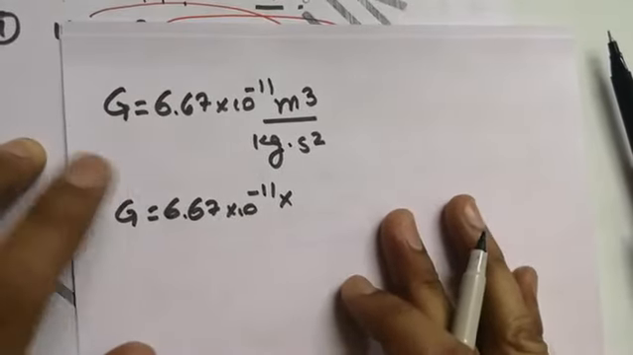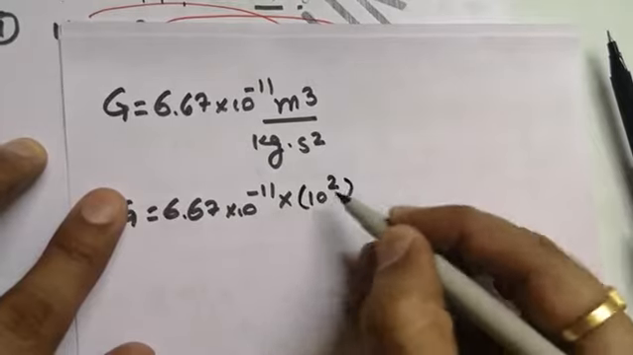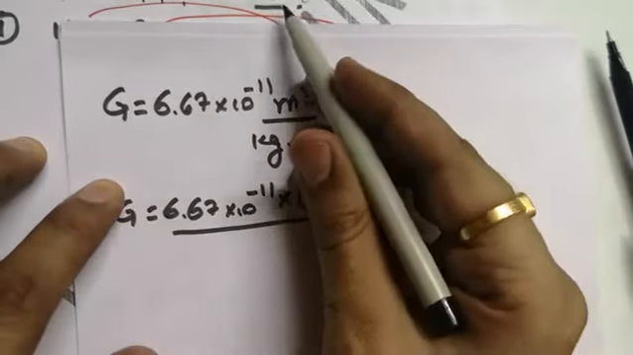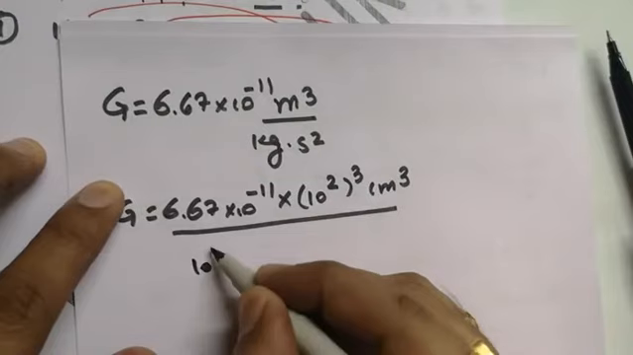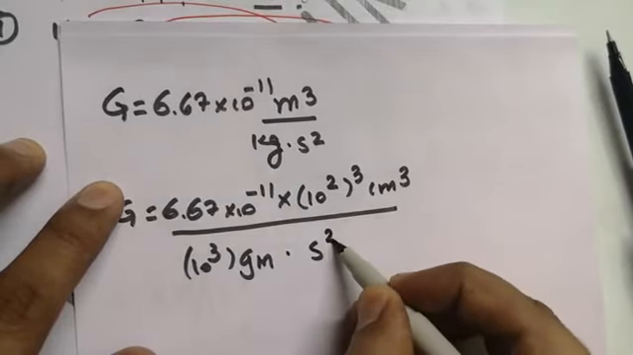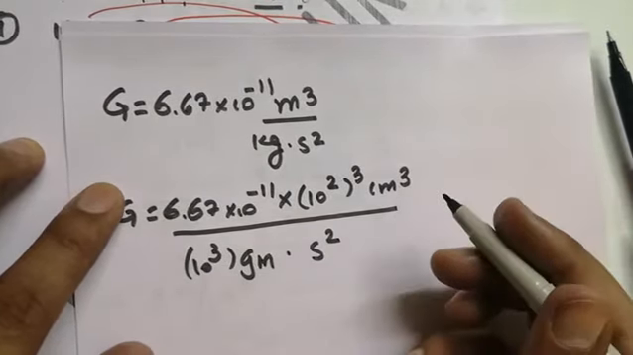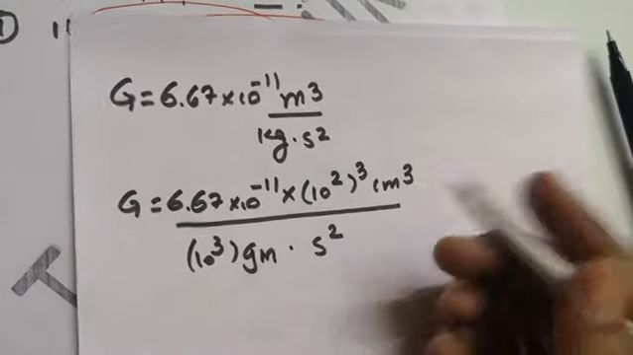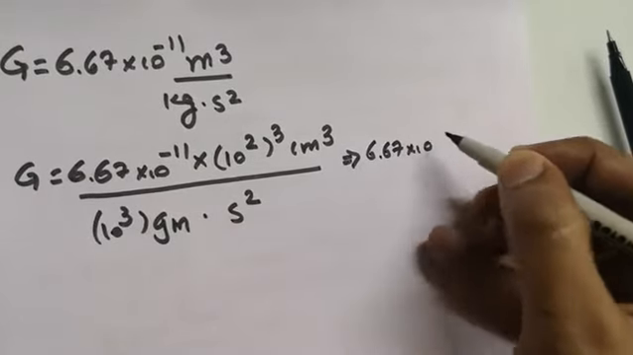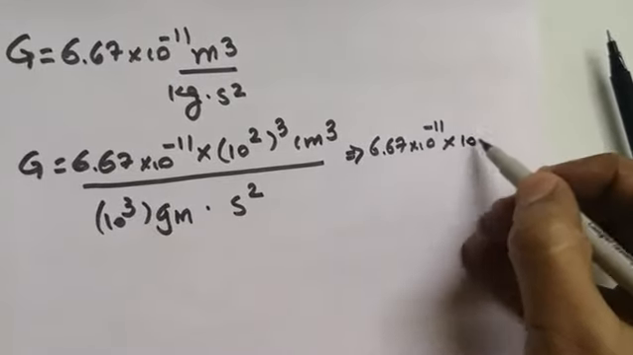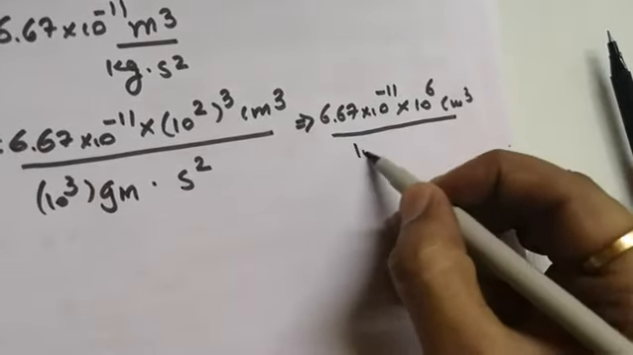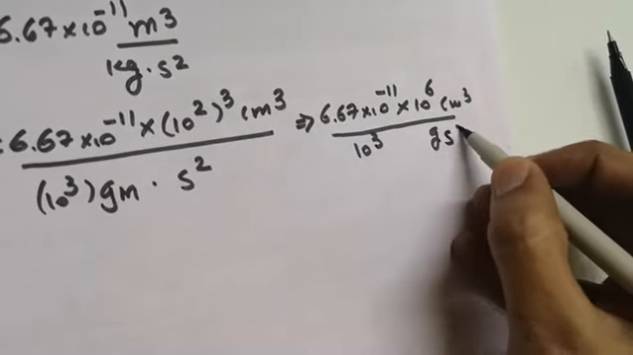Meter can be converted to centimeter. Centimeter is 10 to the power 2 and it's cubed. So I am mentioning centimeter cubed directly. Kilogram I want to convert in terms of gram, so I have 10 to the power 3. There is no power, so I am mentioning gram over here. Second squared has no importance, because second is second, whether you take MKS or CGS. It will be as it is. So I can have 6.67 10 to the power minus 11, 10 to the power 6, centimeter cubed, and 10 to the power 3 gram second squared.